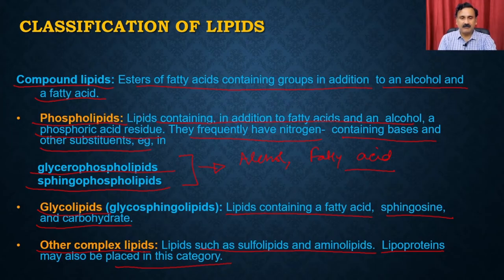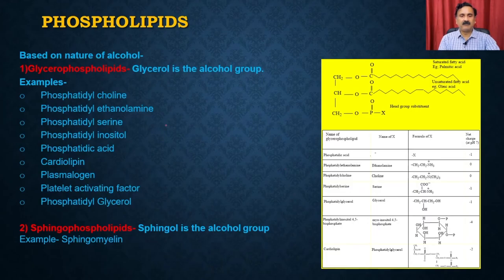So, in compound lipids, I have taken an example of the phospholipids. Based on the nature of the alcohol, it could be the glycerophospholipids or the sphingophospholipids. In the glycerophospholipids, you have the glycerol as the alcohol group. So, what you see here is the backbone, right? Onto the backbone, the first carbon as well as the second carbon are esterified with the fatty acids, whereas onto the third oxygen there is a phosphate group attached. Onto this phosphate group, you can have different types of functional groups attached, and depending on the functional group, you can have different types of phospholipids.